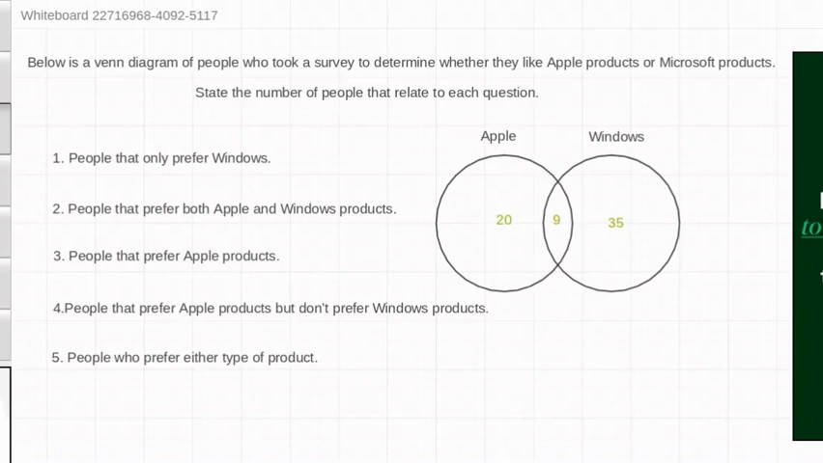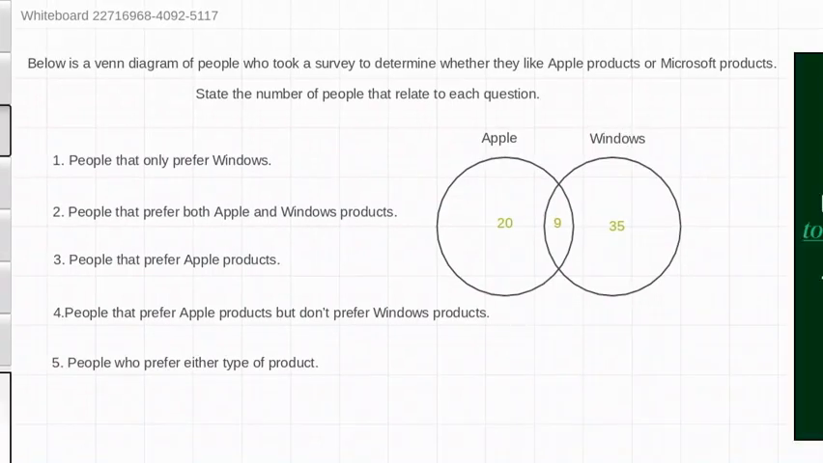Below is a Venn diagram of people who took a survey to determine whether they like Apple products or Microsoft products. State the number of people that relate to each question. People that only prefer Windows. Well, we know that Windows is the whole circle, but in the middle, Apple's also included, and it's asking for only Windows. So it would be our Pac-Man figure. So our answer would be 35.